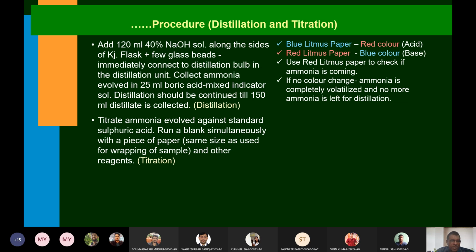So titrate ammonia evolved against standard sulfuric acid and run a blank simultaneously also with a piece of paper. That butter paper you can take in a blank, means without plant sample. So in such analysis, one blank is always there, where you put all the chemicals or everything what you put in the plant sample, except sample is not there. Therefore, it is blank sample. And same quantity of reagents are added.